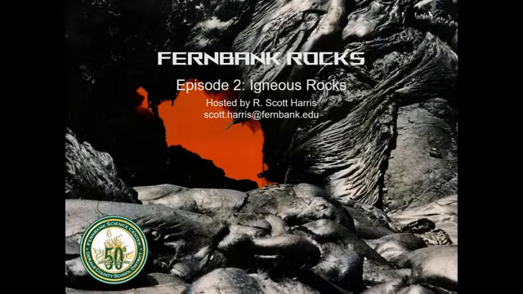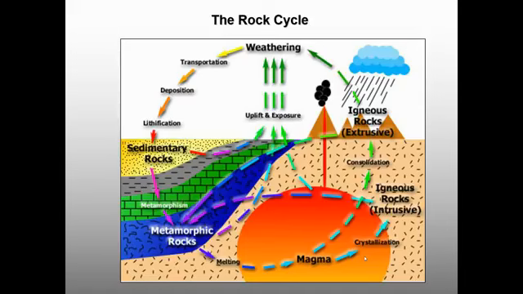This is our second episode of our Fernbank Rocks series. Today we're going to talk about igneous rocks, and of course here in the image you see igneous rocks forming. You have lava coming out over the surface and cooling into an igneous rock that we call basalt.